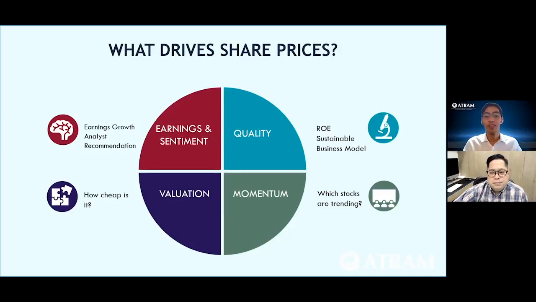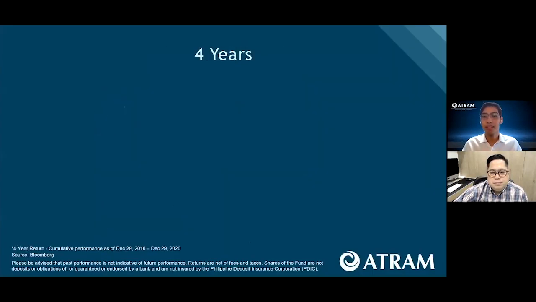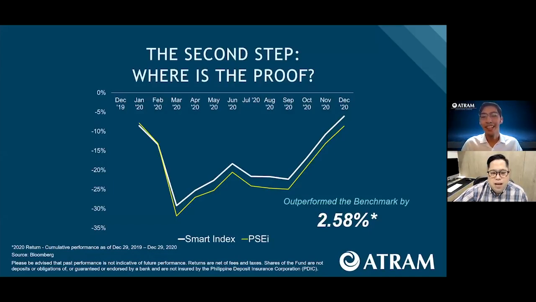So because of this process, what we did is really, so this is the performance last year. Obviously, the index was down and the Philippine equities market is down, and therefore the fund is down. But as you can see here, we outperformed the PSEI by 2.58% last year. The fund is the white line, and then the PSEI is the yellow line. I think most especially the most important part is really if you look at March when the market dropped so much, we outperformed na kagad the index.